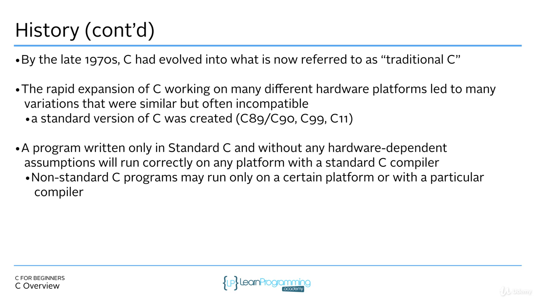A program written only in standard C and without any hardware-dependent assumptions will run correctly on any platform with a standard C compiler. It's always important to have standards. What we're really saying here is there used to be many different variations of C, and we started to standardize it in 1989. By standardizing, we can now run it basically anywhere. We don't have, "Oh hey, Microsoft is going to release their version of C, Google's going to release their version of C." We don't have that problem anymore. We standardized it. If you have a non-standard version of C, it might not work on different operating systems or different devices. So standardization is important.